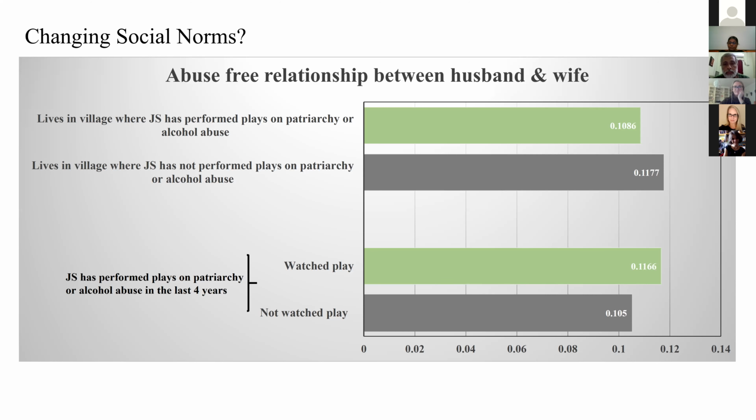Another way of testing whether JS challenged village norms or not would be a finding that village exposure to JS changed behavior and attitudes of couples in a treatment village who never watched a JS performance. We find that watching a JS play was not a necessary condition for village norms to change. New ideas and new gender roles expressed in JS performances spread through village networks and changed village norms.